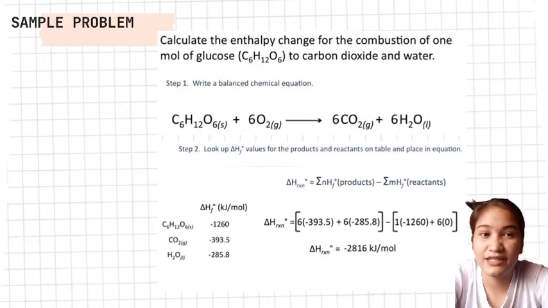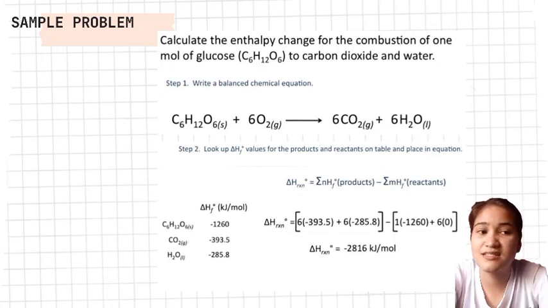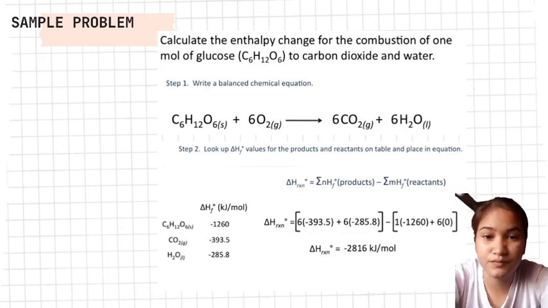We are asked to calculate the enthalpy change for the combustion of 1 mole of glucose to carbon dioxide and water. Let us first prepare a balanced chemical reaction, then let's look for the standard enthalpies of formation for the reactants and the products involved in the reaction. Substitute values in our equation and we'll get our enthalpy change, which is negative 2,816 kilojoules per mole.